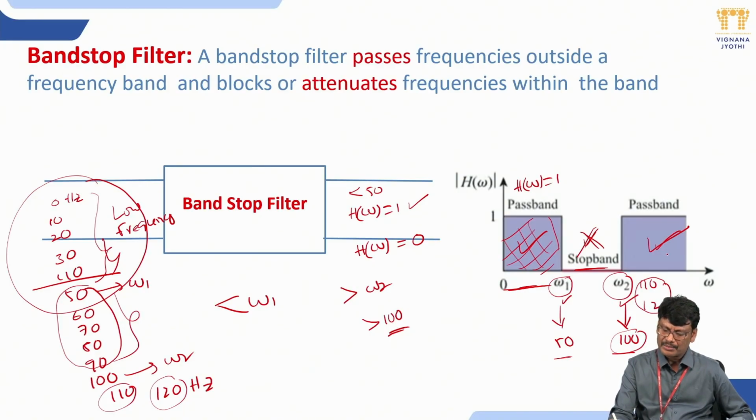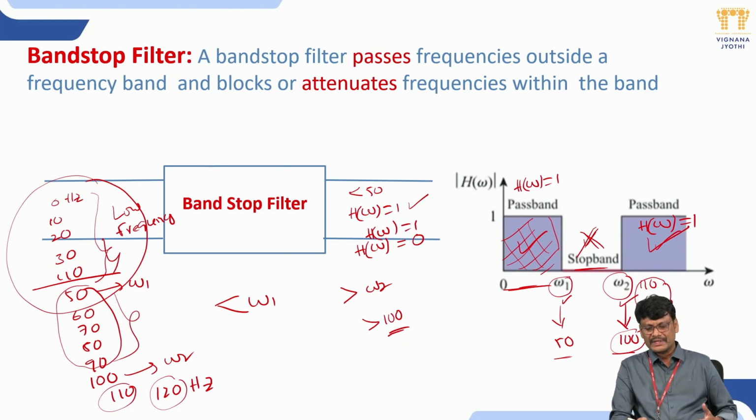In this, after omega 2, again the gain value, the output of the filter, is equal to 1. So the output of the filter for less than omega 1, that is less than 50 Hz, is 1 value, and greater than omega 2 the output of the filter is also 1 value. In between omega 1 and omega 2, the output of the filter is 0. So this is the point to be observed in this case, right?